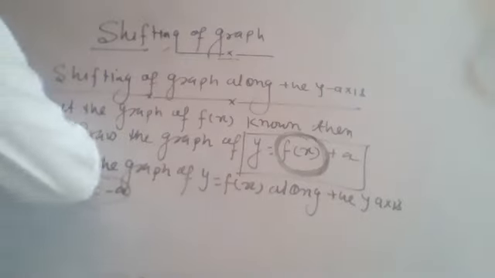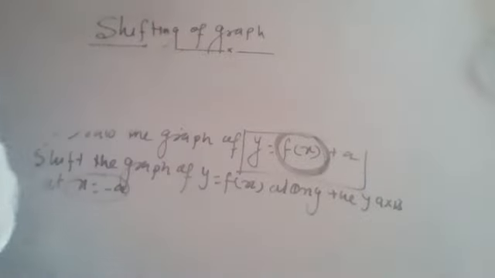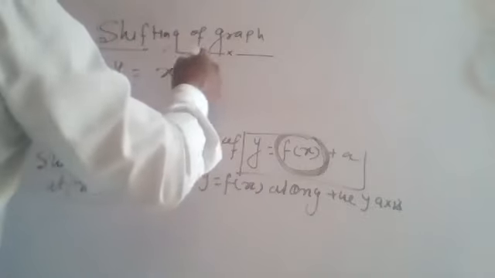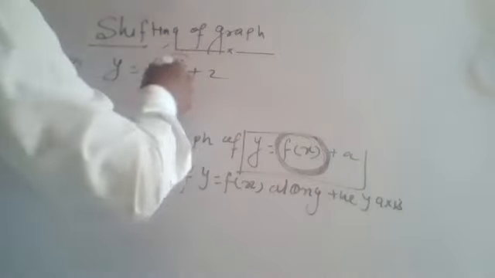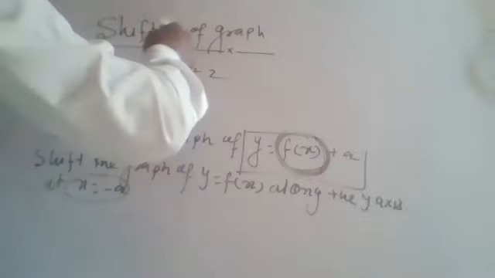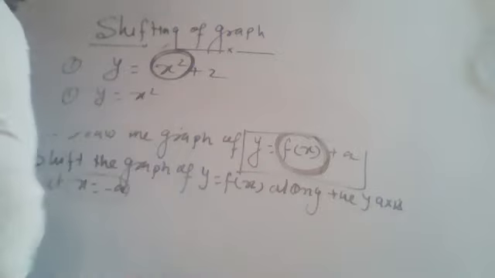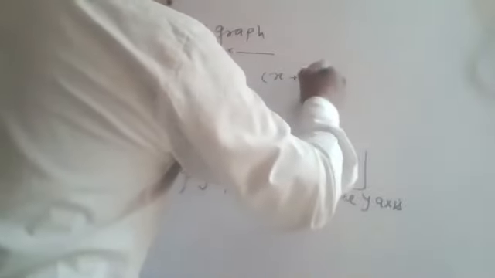Let's see an example. It is going to be clearer. Let we want to draw the graph of x square plus 2. When we draw the graph of y equals to x square plus 2, here x square is a function, as you know very well, that is, a mathematical expression. So first of all, we have to draw the graph of y equals to x square. Now, the constant is going to be added to it.